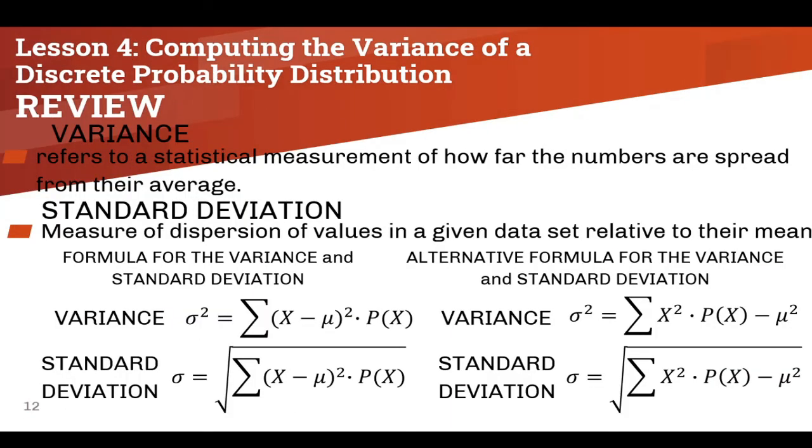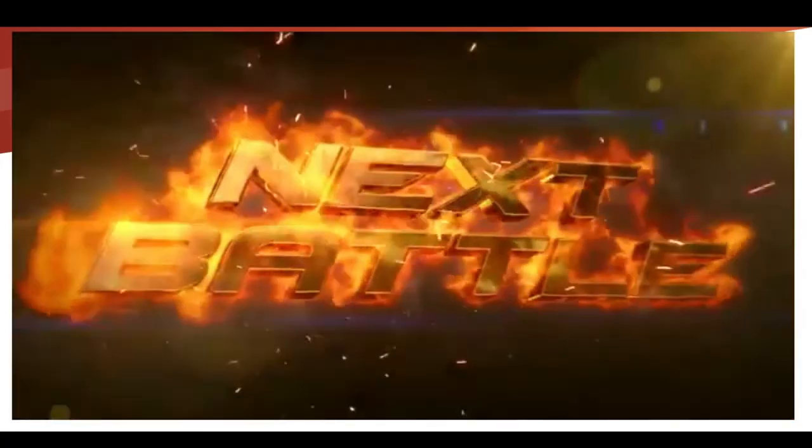Okay, very good. So, ito yung summary ng ating pinag-aralan ngayon. Variance, standard deviation. Again, variance refers to the statistical measurement of how far the numbers are spread from their average. Standard deviation, measure of dispersion of values in a given data set relative to their mean. So, meron tayong dalawang method. Isa, the formula, then its alternative. This is the conventional formula, and this is the alternative formula. So, bahala na kayo kung ano yung gagamitin nyo, okay? Kung saan kayo mas nadadalian. Then again, para mas may apply natin ito, practice tayo. Get ready for the next battle.